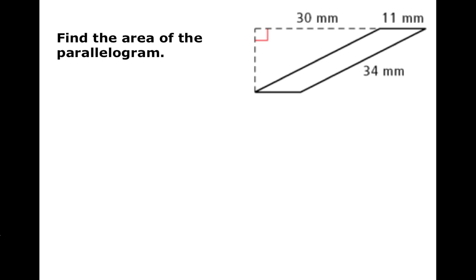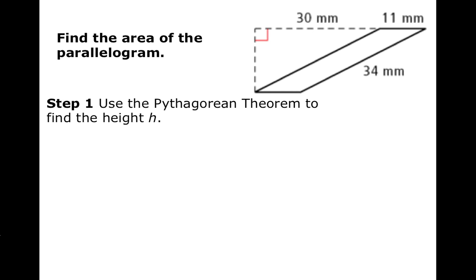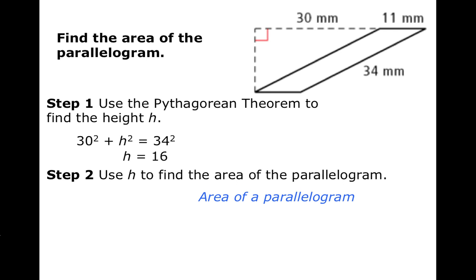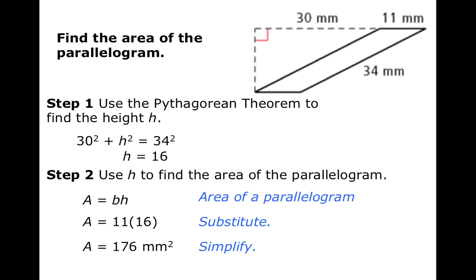Is it 30? I don't know what I'm doing here. I think I did 30 plus 11. I did something wrong. Right, when you're doing Pythagorean theorem, 30 and 34, when you do the base of the parallelogram, you do not add the 30 on. But the base is always a side of the shape. So 11 is the base, and then the 16 you found was the height, so 11 times 16, 176 square millimeters.